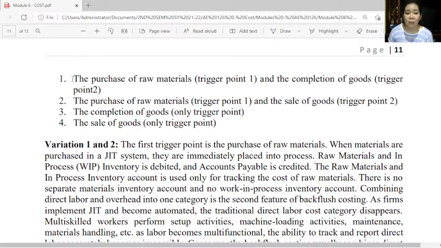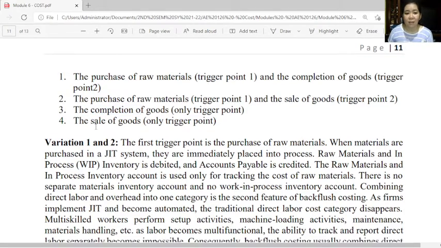The first variation is we will only recognize manufacturing cost at the time of the purchase of raw materials and at the time of the completion of goods. This is the first variation. Second is the purchase also of raw materials and sale of goods. And then the third is only at the completion of goods, and fourth is only at the sale of goods.